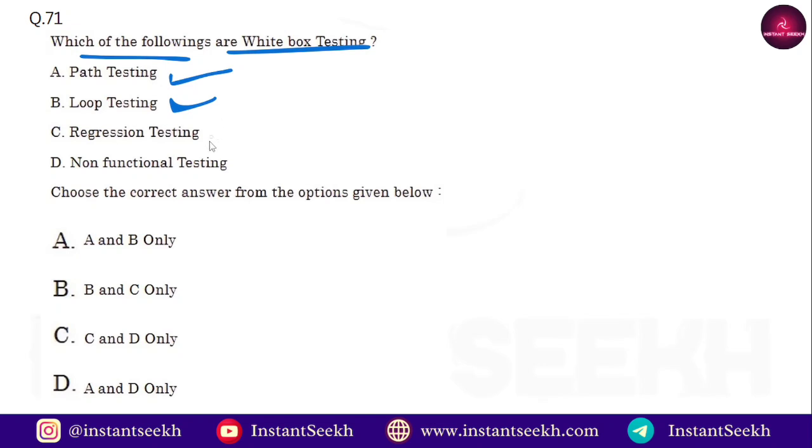Regression testing is a type of black box testing, not white box testing, because it ensures new code changes do not adversely affect the existing functionalities of the software. And non-functional testing is also a type of black box testing, not white box, because it checks non-functional components such as performance, usability, and reliability. So path testing and loop testing are the white box testing examples. Option A, that is A and B, is your correct answer. Let's move on to the next.